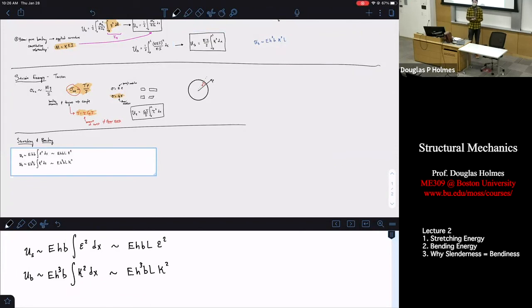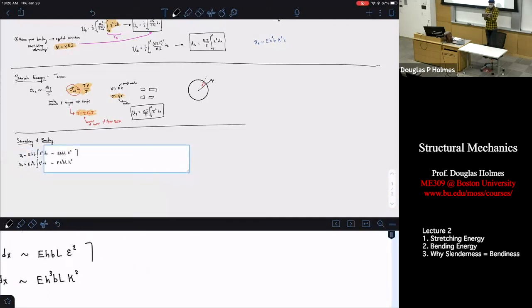So what we can do is we can say, let's compare the relative magnitude of stretching and bending in an object. So we can just say, well, let's take the bending energy over the stretching energy. And this is just a lot of algebra: E h cubed b L kappa squared, that's our bending energy. Our stretching energy is E h b L strain squared. You can see pretty quickly that we're going to lose the width, we're going to lose the length, we're going to lose the thickness.